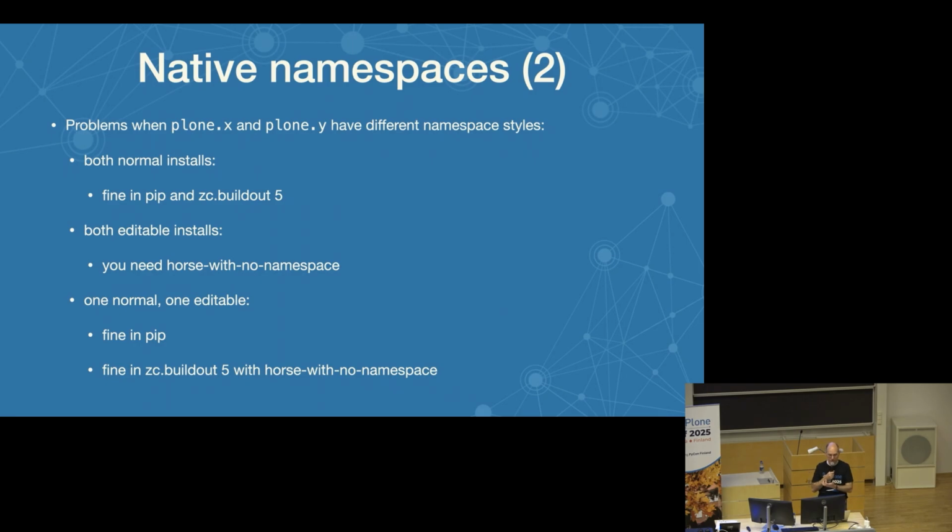If both those packages are editable installs, so two styles of namespaces within the same namespace, that doesn't work anywhere except if you use our special horse with no name. That's a package by David Glick, which basically patches something in pkg_resources or some other thing. I think it's in pkg_resources indeed, which basically makes those styles of namespaces able to live alongside each other. That was some pretty smart code in there. Not even that long actually.